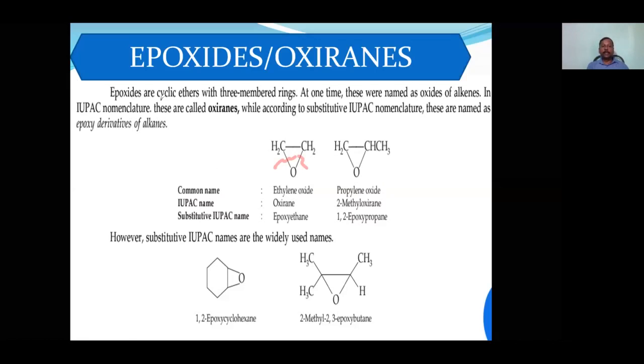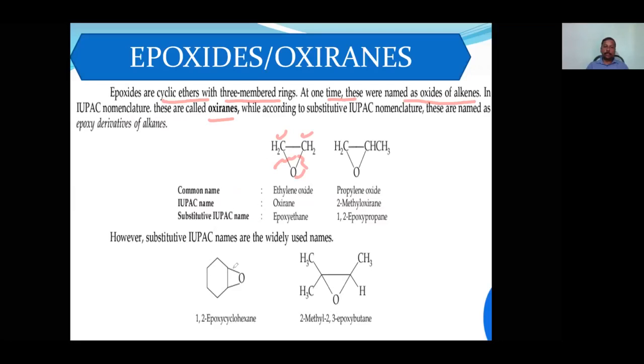Okay, epoxides are cyclic ethers with three-membered rings. See, one, two, three, three-membered rings. At one time, they were named as alkene oxides, but the IUPAC naming is oxirane. Previously they were called oxides, but nowadays they are called oxirane. Understood?